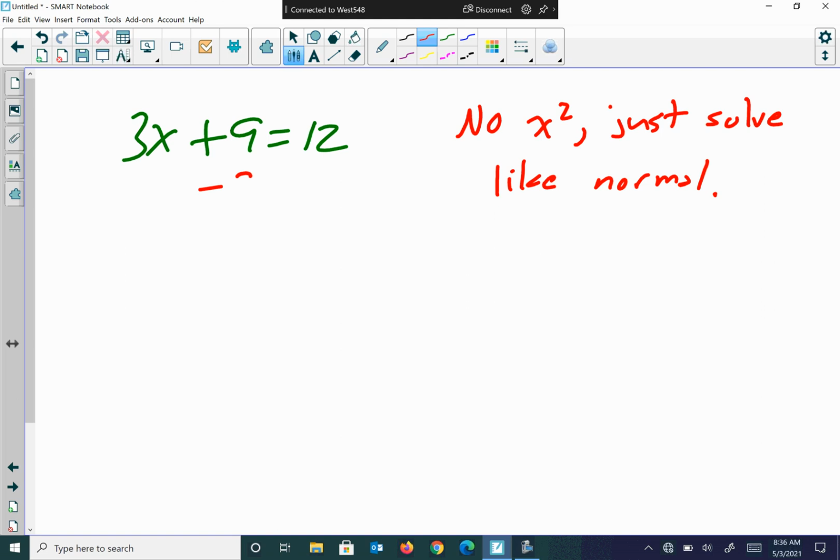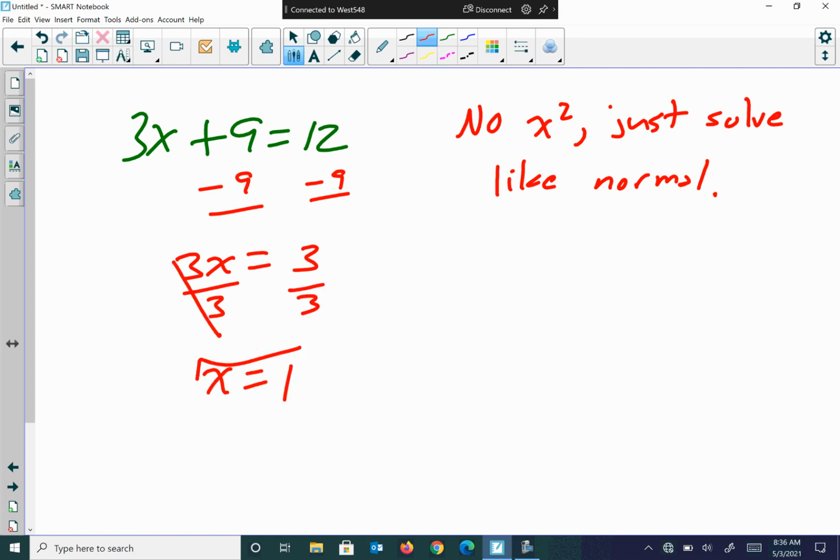So I'm going to subtract 9 from both sides. And yes, I'm going to write the steps because some of you might need all the steps, which is fine. Divide by 3. And there's your answer. I will have a question like that on the quiz on Wednesday. Seem okay? Can I move on?